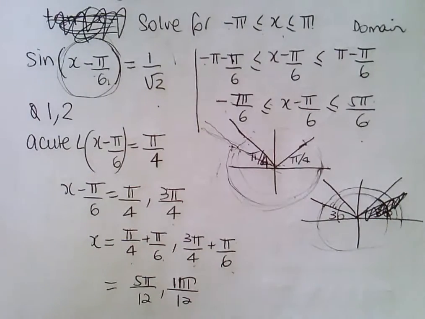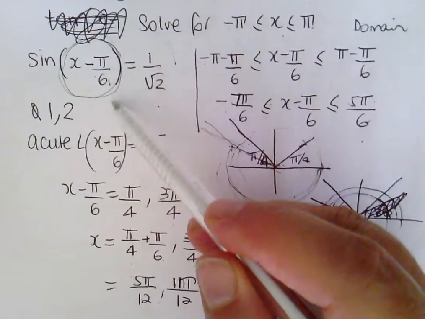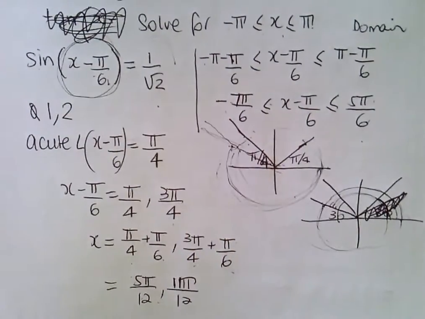Now, if you want, get your calculator out, go sine in radians, bracket, 5 pi on 12 minus pi on 6, close bracket, and you should get -1 on root.